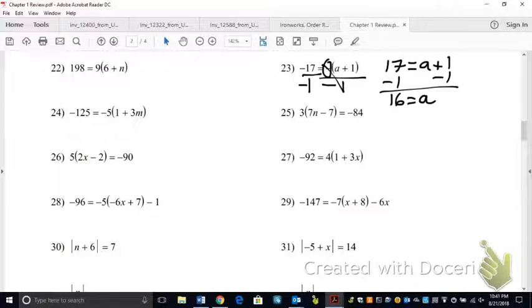Now, it's possible that you distributed that negative first and then solved. And you're going to get the exact same answer. When you end up solving for a, you're still going to get a equals 16.